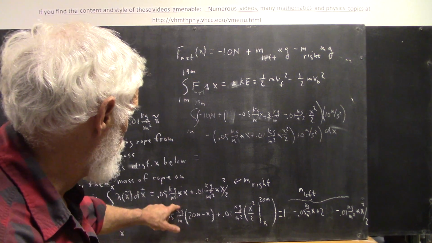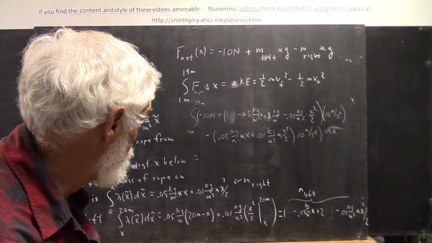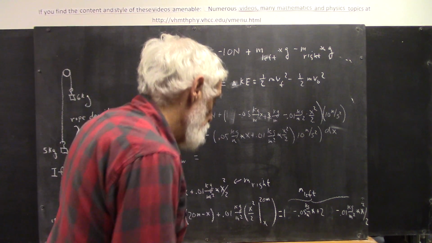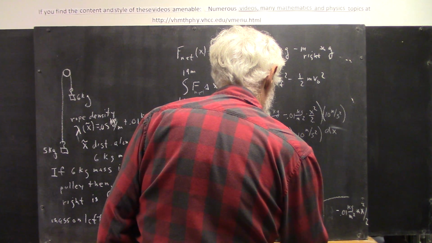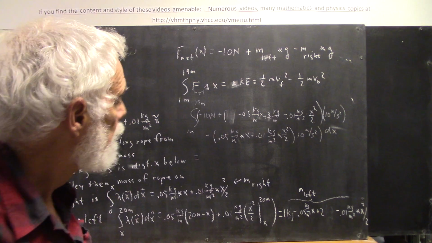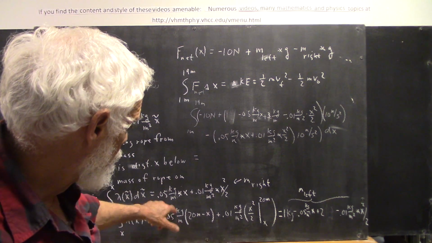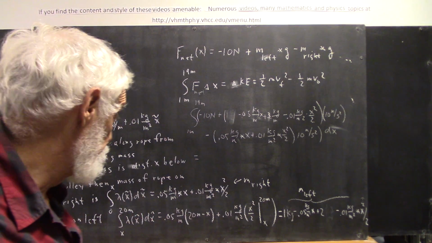If I multiply kilograms per meter by meters, I get kilograms. 0.05 times 20 is 1, so this first term here should not be 1 kilogram per meter. It should be 1 kilogram. The second term is okay, I think, because 0.05 kilograms per meter times x is 0.05 kilograms per meter times x.